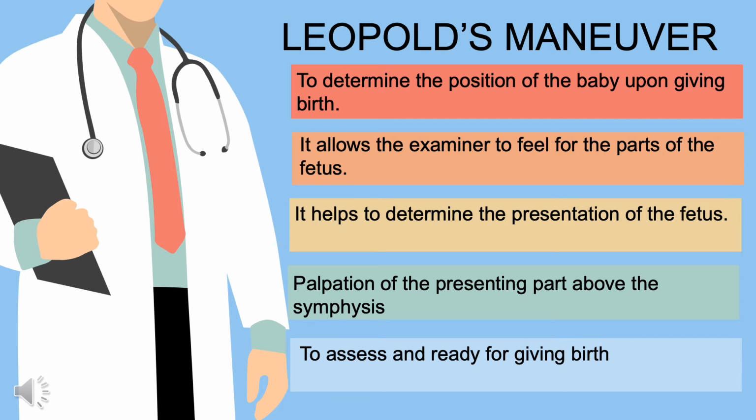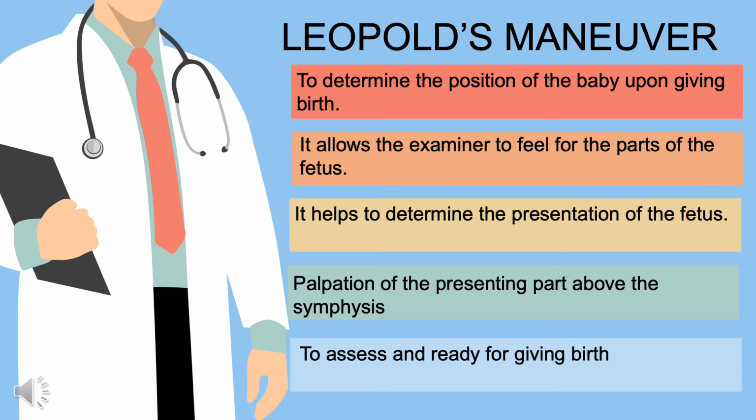Let's begin with the Leopold's maneuver. It's important for us to have knowledge about Leopold's maneuver so that we are able to determine the position of a fetus inside the woman's uterus and its possible size upon giving birth. It also helps us to determine the presentation of the fetus. So when we say presentation of the fetus, those are the vertex presentation, shoulder, face, brow, and breech presentation.